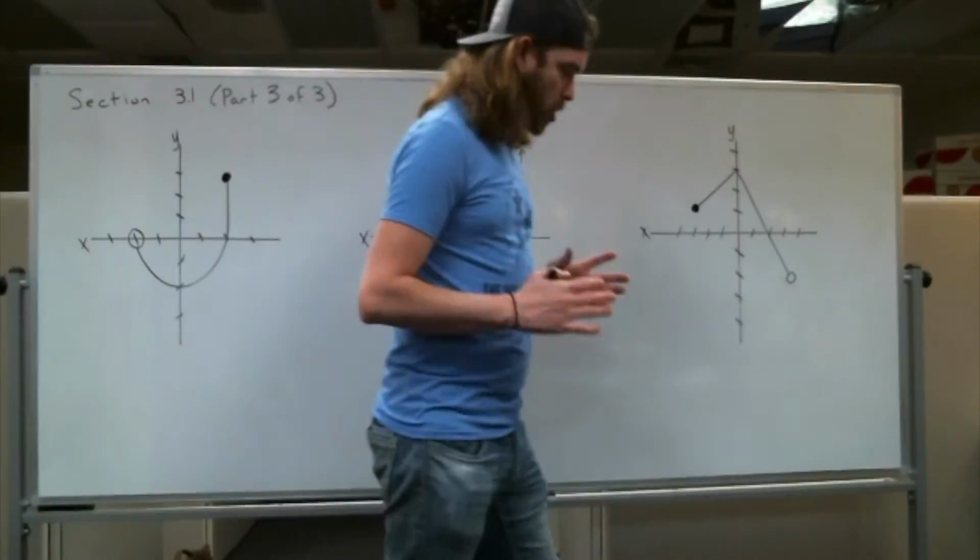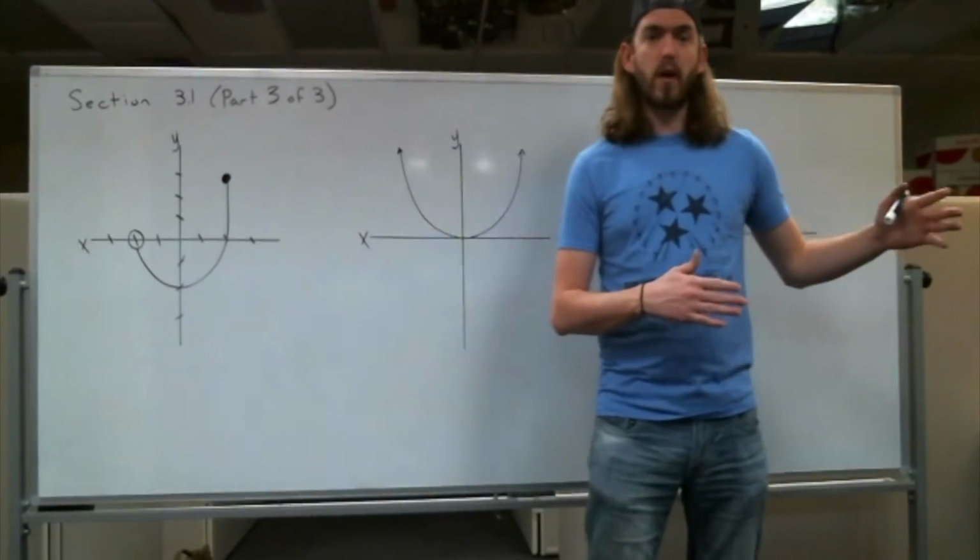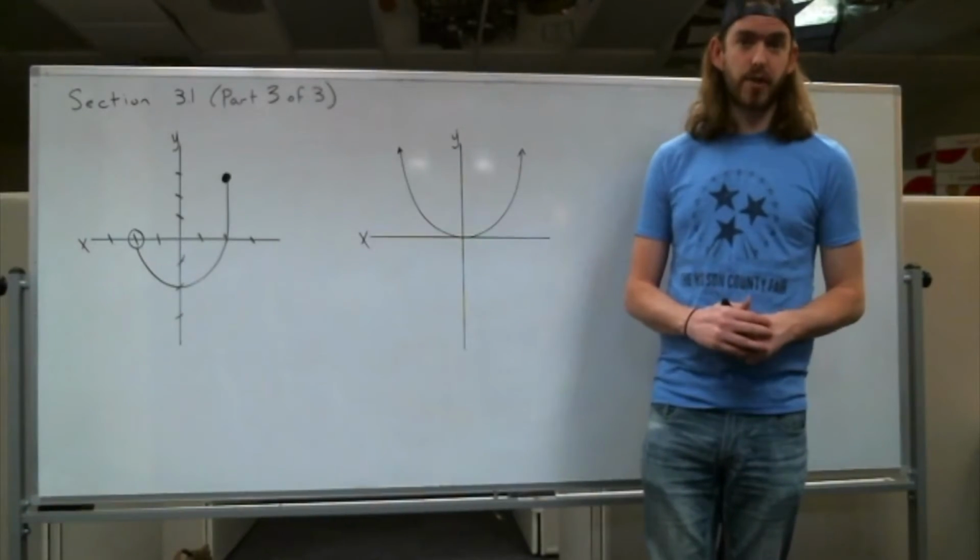So when we're talking about the domain of a function, the domain is how far left it's going to go to how far right it's going to go. And we're going to write that in interval notation.